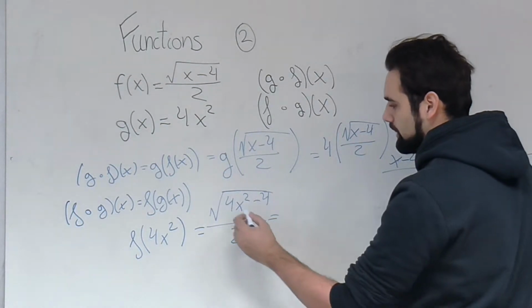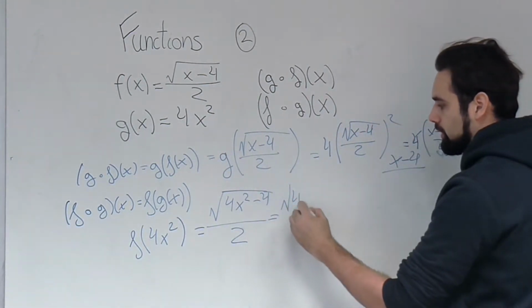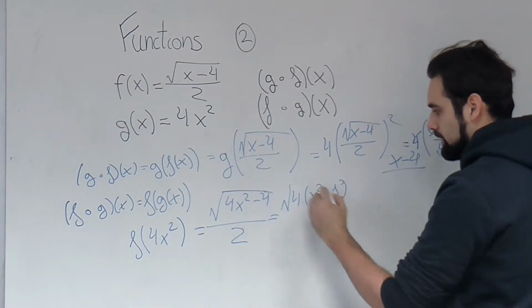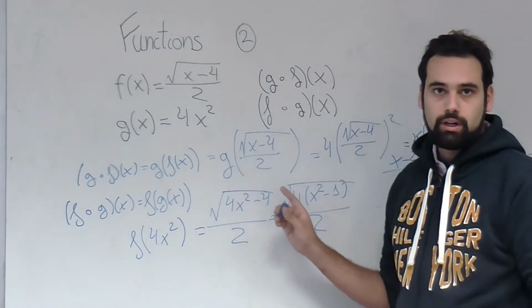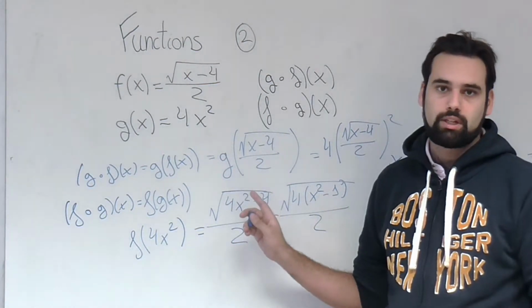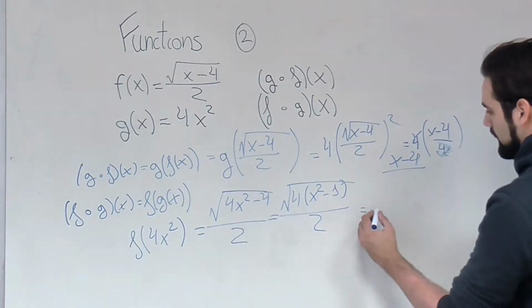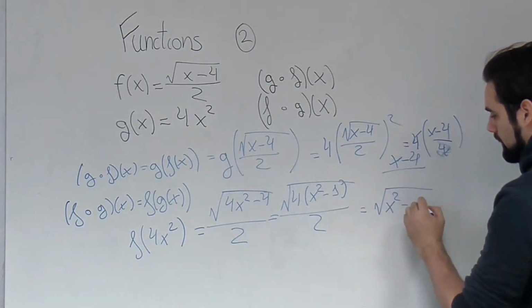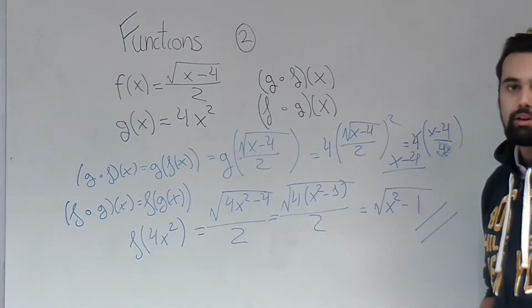And now what we're going to do is we're going to simplify this expression. So square root of 4 times x squared minus 1, divided by 2. The 4 is 2 squared, so you can go outside of the square root as a 2, and it will cancel out with this one. So it will end up being the square root of x squared minus 1. And this is the solution to this other part of the exercise.